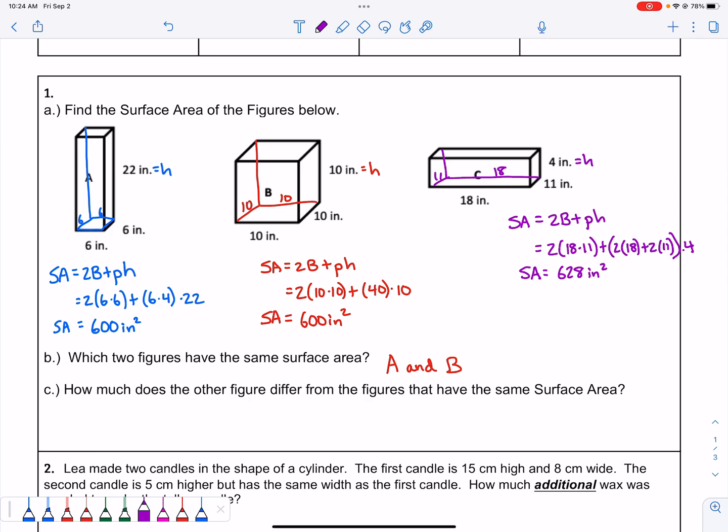So to answer the last part of this question, it said how much does the figure differ from the figures that have the same surface area? So that would be the 628 square inches minus the 600 square inches. The difference would be 28 square inches.